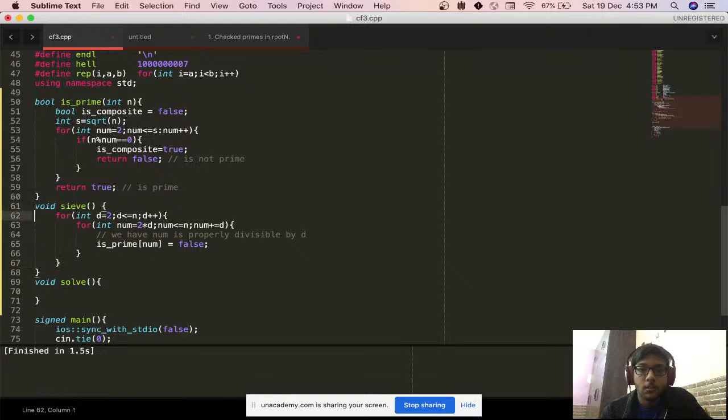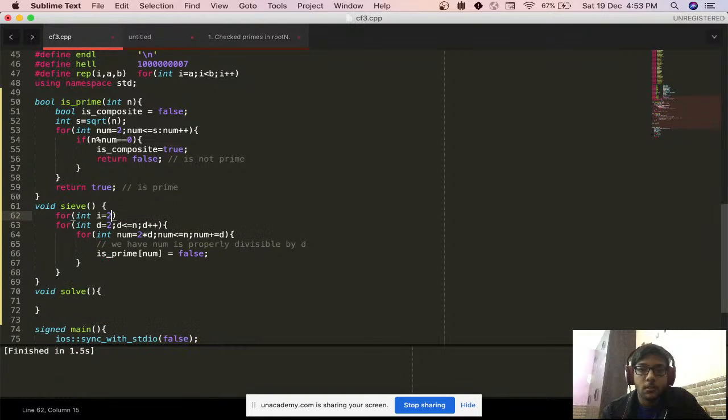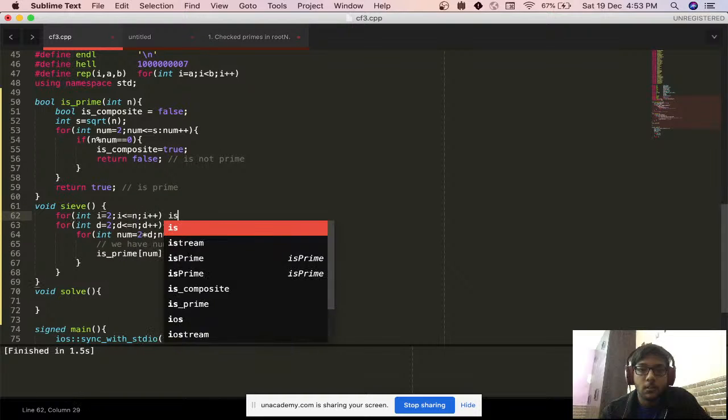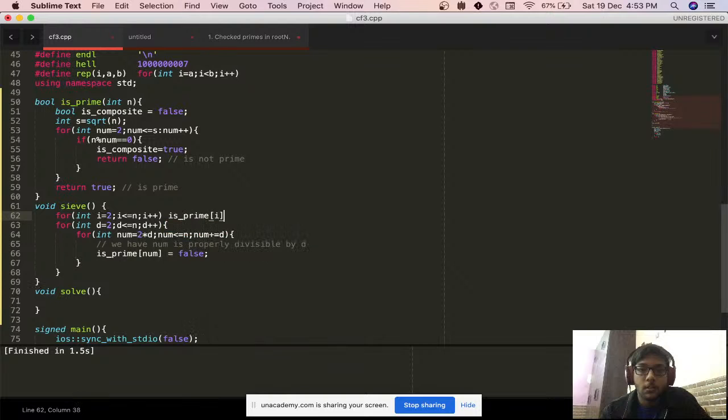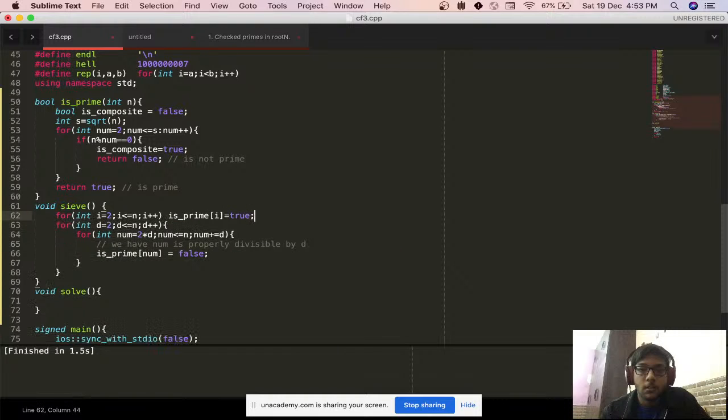Oh yeah, I forgot to initialize them. I am assuming that everyone is a prime, so currently I am going to set them to true. So currently I say that everyone is prime, and then I iterate over multiples and say that you are not prime, and in the end, the real primes would be present.